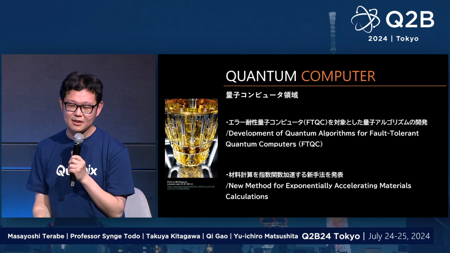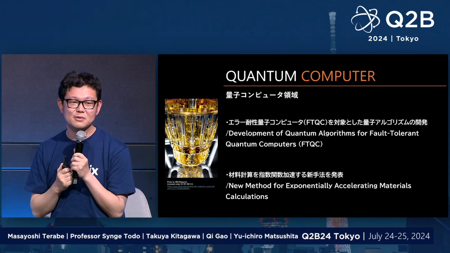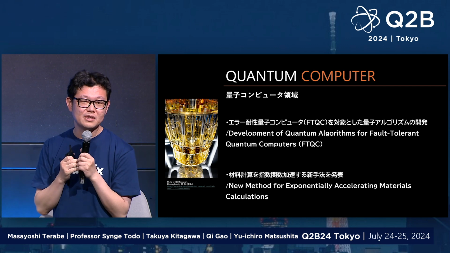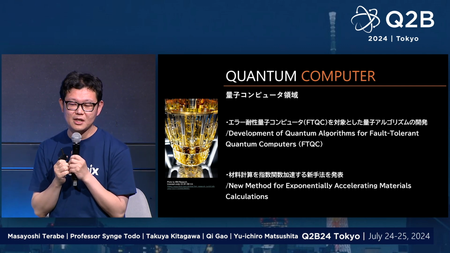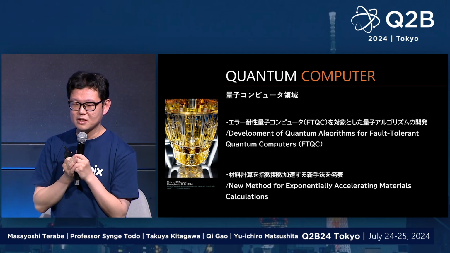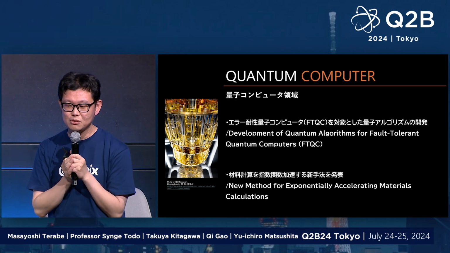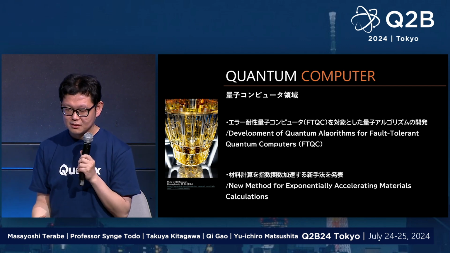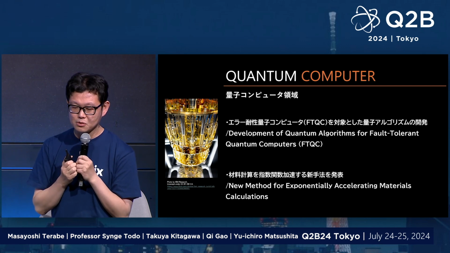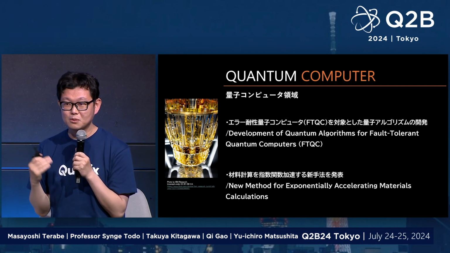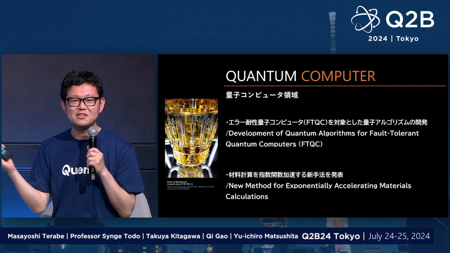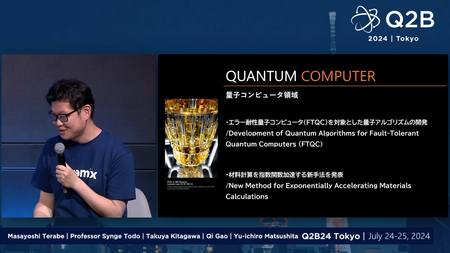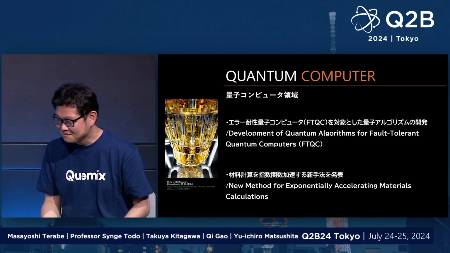Quemix is a company I launched, developing algorithms for quantum computers. We are dedicating resources to this area. When it comes to quantum computers, there are different types. Among all, FTQC has been our target from the start. We've been developing quantum algorithms for FTQC. Today, I was able to explain some of the outcomes: a new method for exponentially accelerating material calculations, which we proposed this morning. So that was all about Quemix.